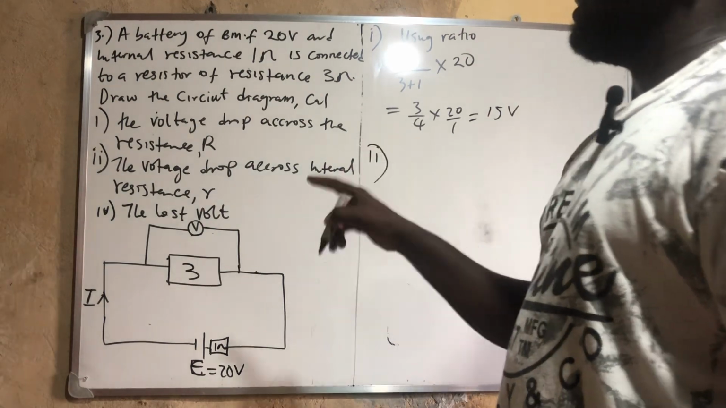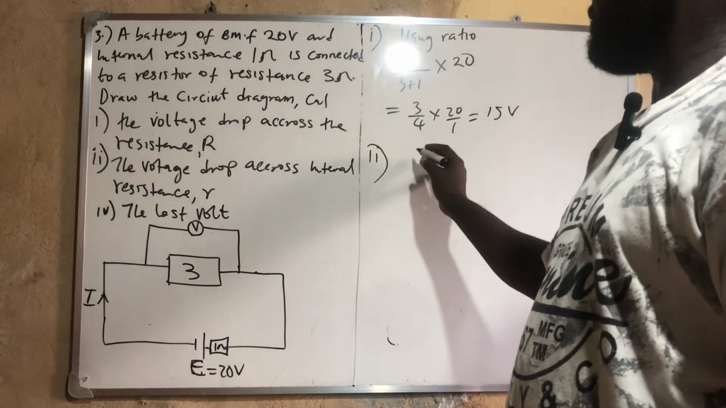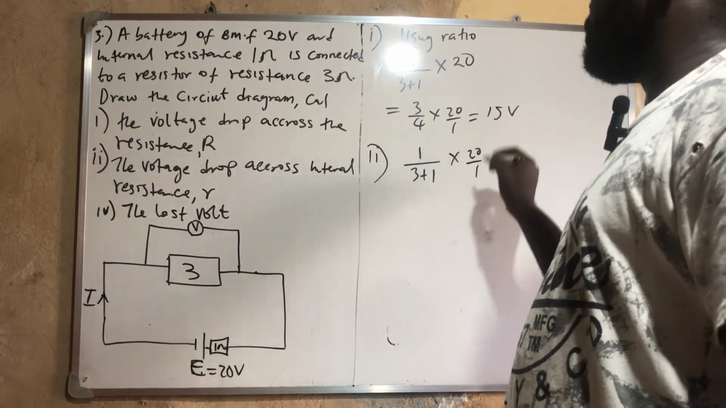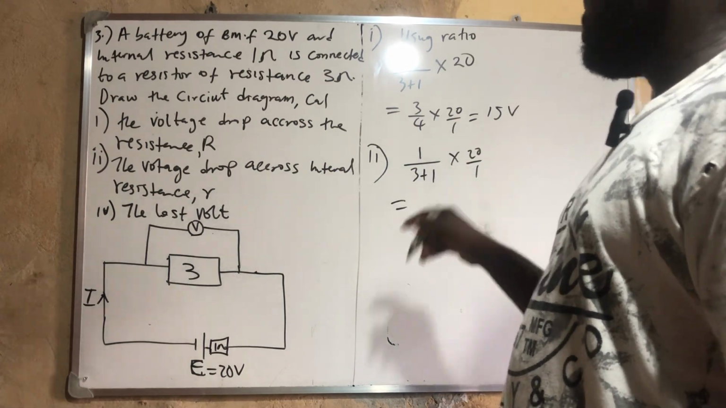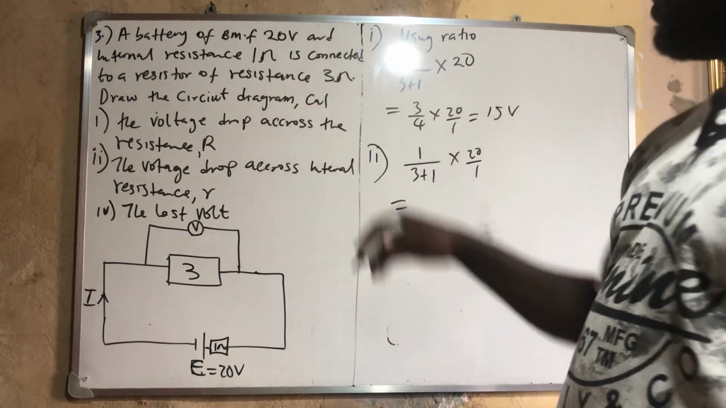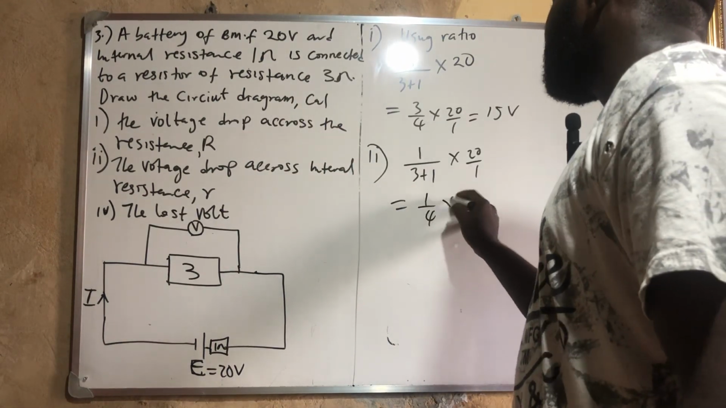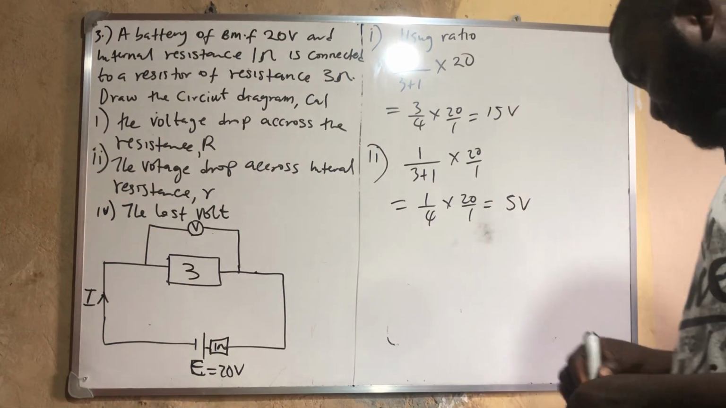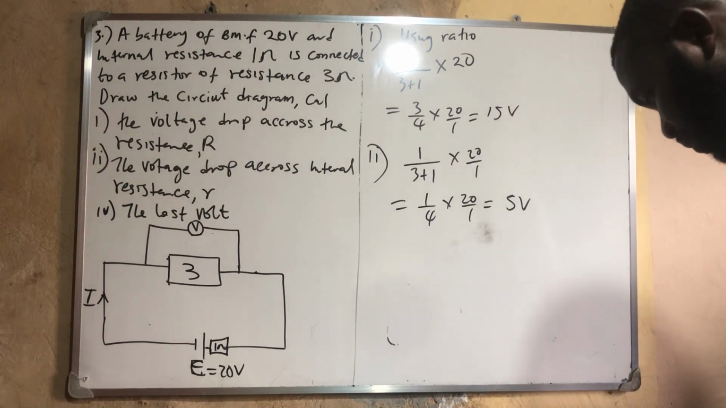Then II, the same, using the other one again, you have 1 all over 3 plus 1 times 20 over 1, because the total voltage across them is 20. So I have 1 over 4 times 20 over 1, which is 5 volts. So that is that. We have gotten the two.